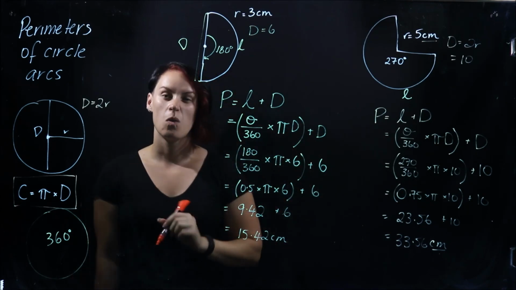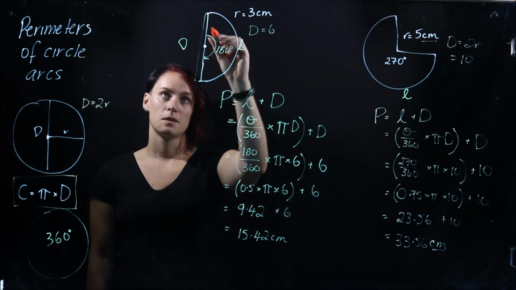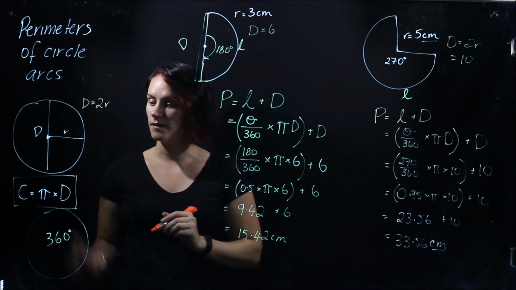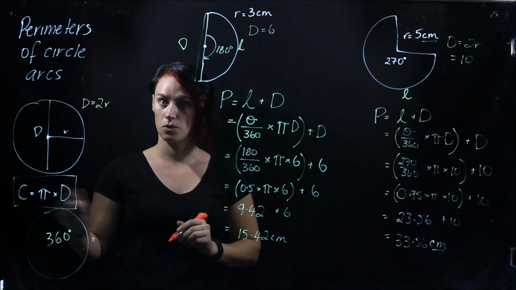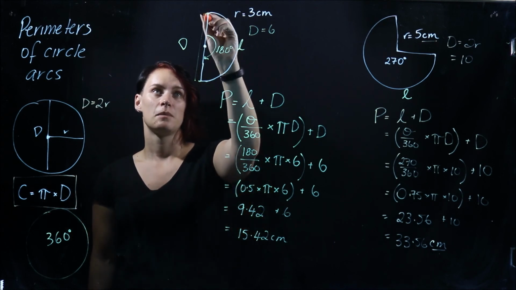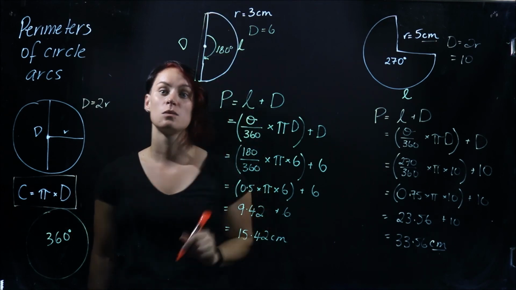So there's quite a lot to these circle arcs. We have to remember to find out how much of our full circle we have, and therefore remind ourselves what our full circle formula for circumference is. And we have to remember to add in that diameter as well on the end.